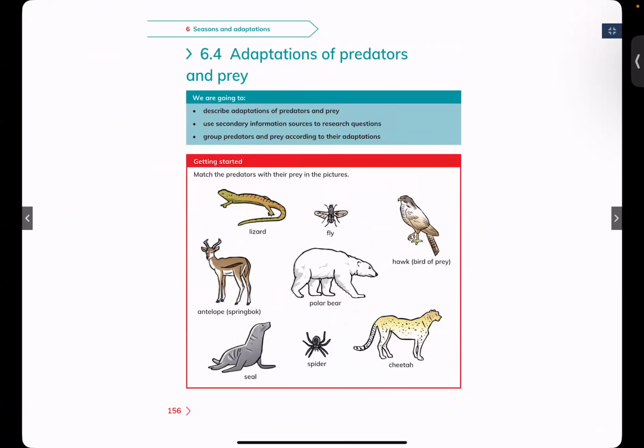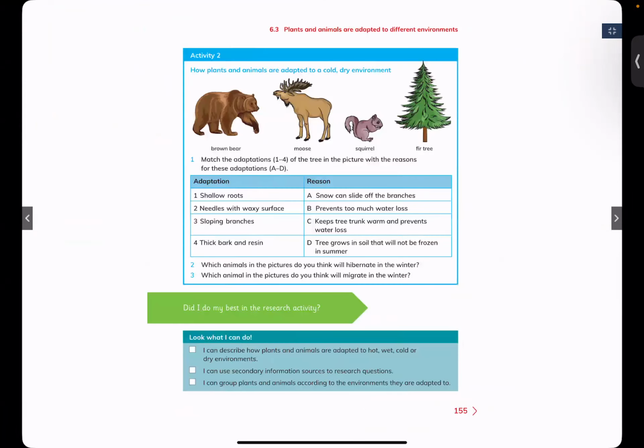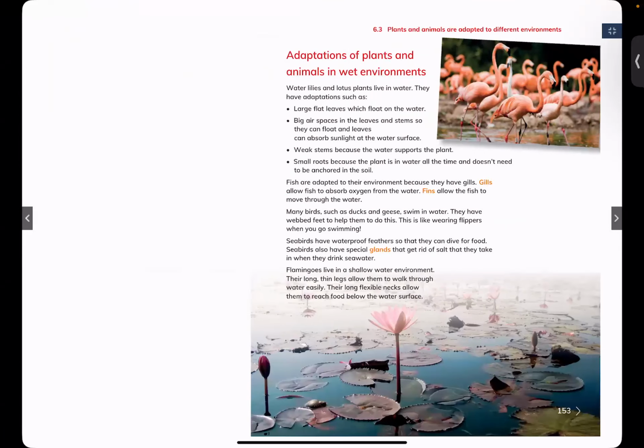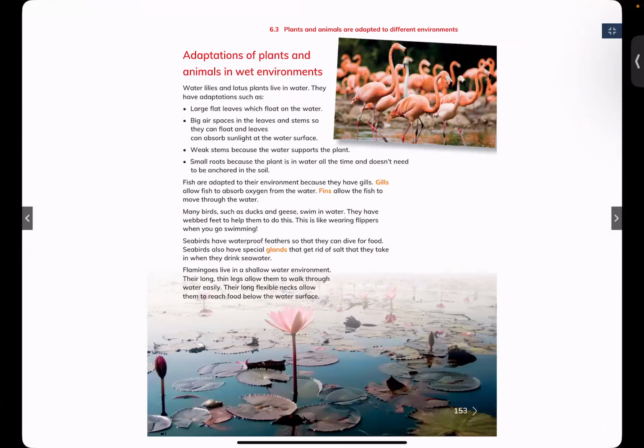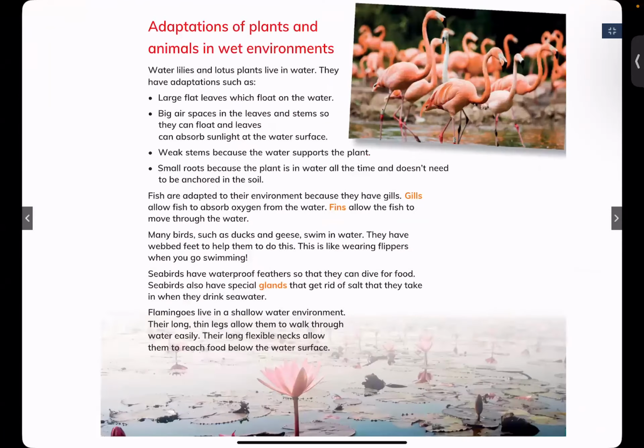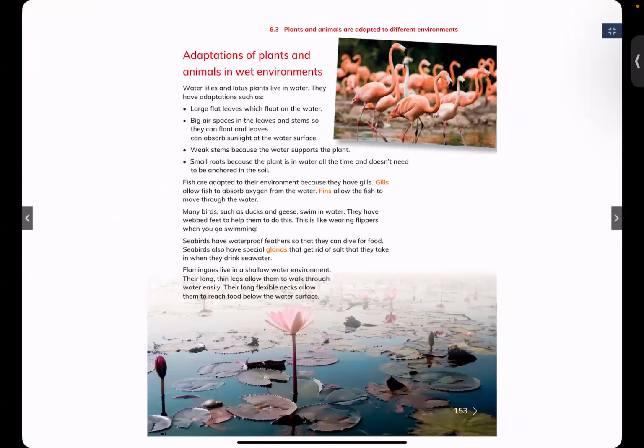Now it's 6.4. Before we go to 6.4, guys, I want you to pause here, take a break, and read this whole chapter, that is 6.3. Make your notes also. I would love it if you are making notes, underlining the key points, so that the day before the exam, all that you need to do is revise and simply go through the notes. You don't need to read the entire sentences. These are the pointers, like large flat leaves, big airspace. Just revise it once and you will remember it for your exam.